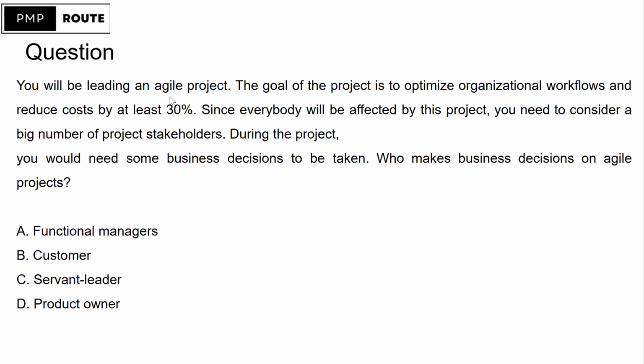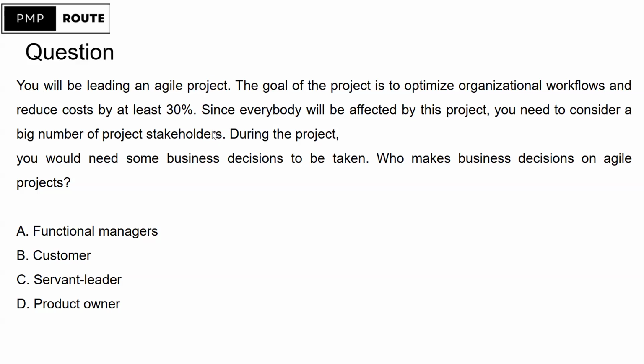You will be leading an agile project. The goal of the project is to optimize organizational workflow and reduce cost by at least 30%. Since everybody will be affected by this project, you need to consider a big number of project stakeholders. Now that I already know the question, who makes business decisions on agile, while reading all this situation, I understand that this information is not vital for me to be able to answer the question.